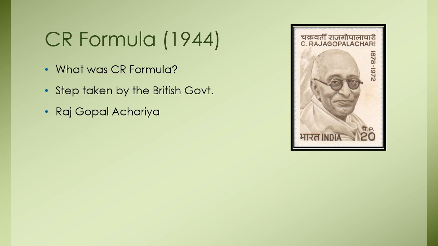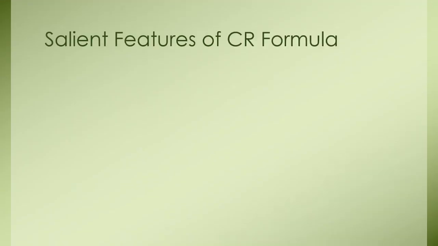He belonged to Madras and was known as Rajaji in public. Both these leaders, that is Gandhi and Rajgopal Acharya, finalized the formula in March 1944, and this formula was sent to Quaid-e-Azam on 8th April 1944. Now students, I will tell you some important points of this formula. This formula consisted of 7 main points.